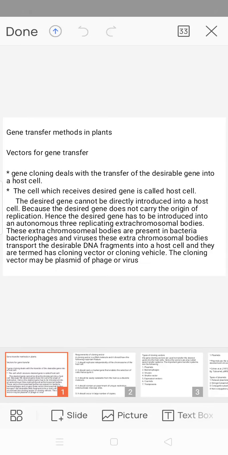Today in this class I will explain about gene transfer methods in plants. First one, vectors for gene transfer.